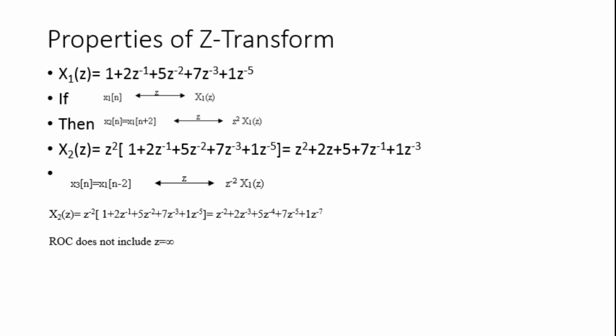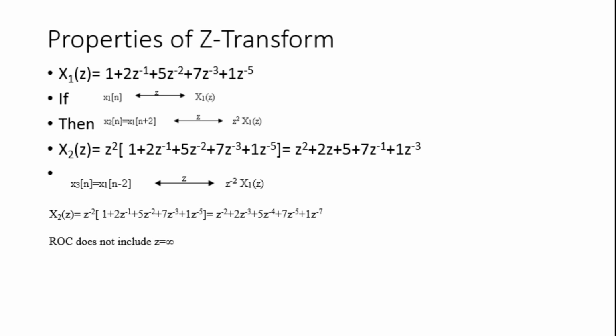Then if we take the z transform of x1 of n, we get x1 of z equal to 1 plus 2z inverse plus 5z to the power minus 2 plus 7 into z to the power minus 3 plus 1 into z to the power minus 5. Then x2 of n is equal to x1 of n shifted by 2 units, x1 of n plus 2. If we take the z transform, we get z square into x1 of z.